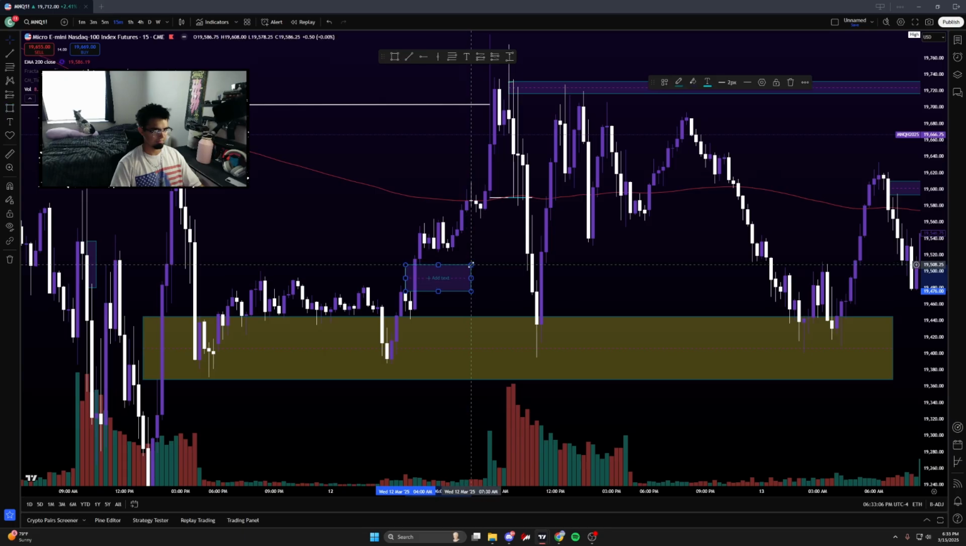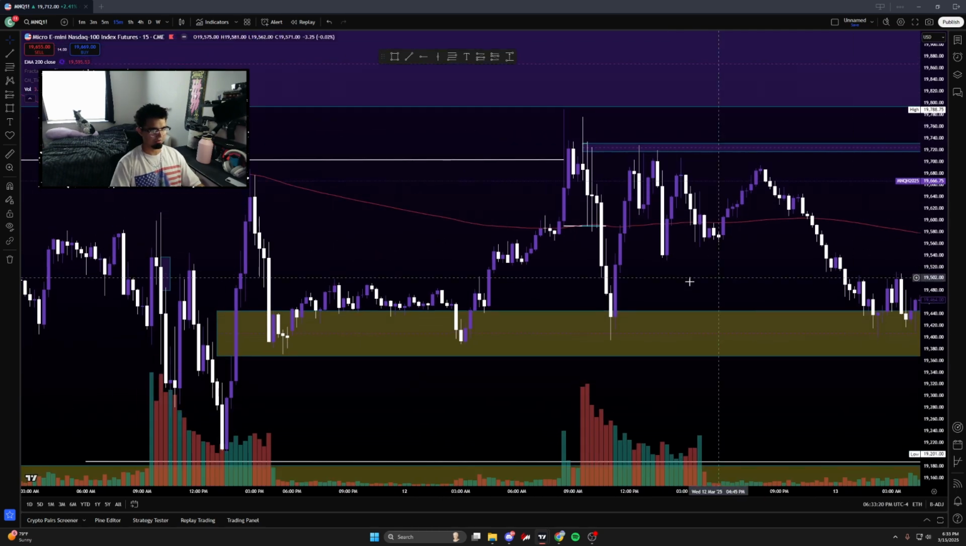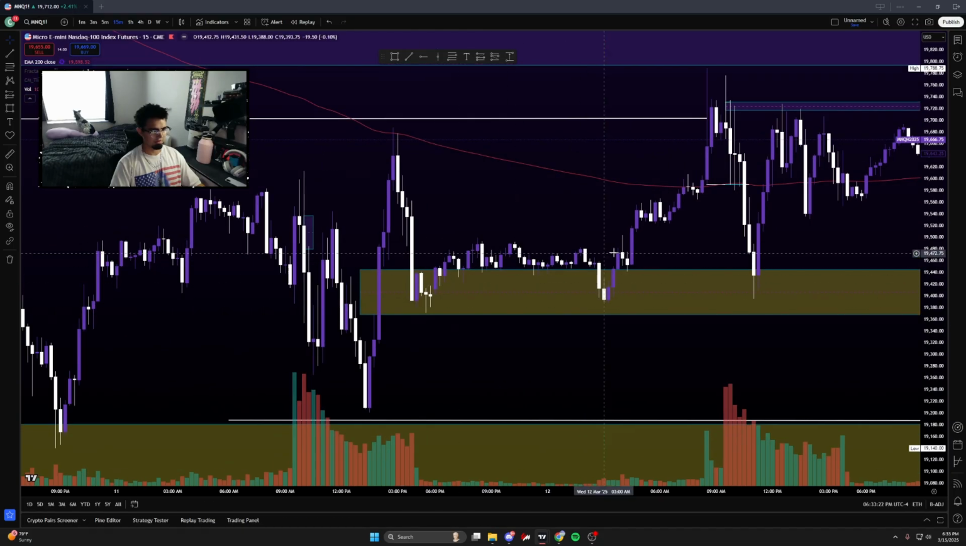Once you just start doing them and marking them out, bam, fair value gap, bam, fair value gap, tiny fair value gap right here. These are all bullish fair value gaps. I'm just doing them quick to show you that once you start doing this for so long, it just becomes second nature.